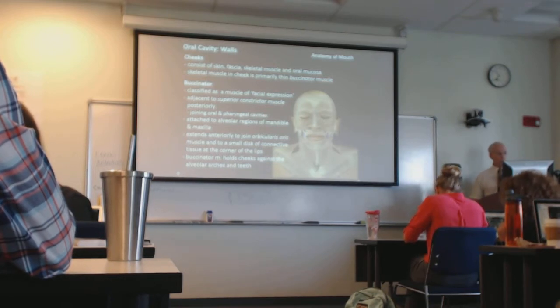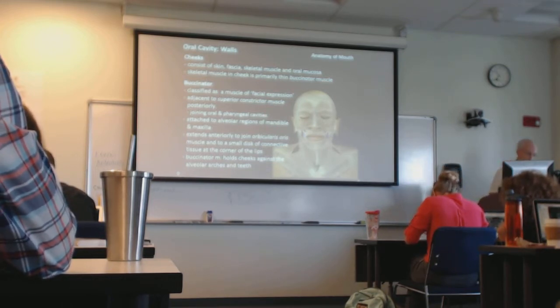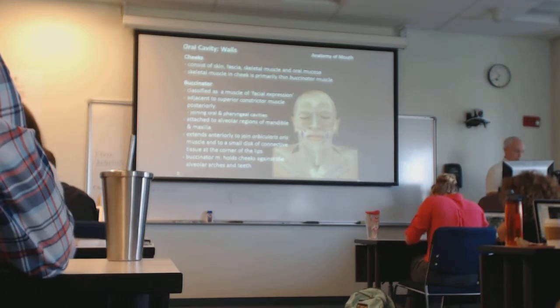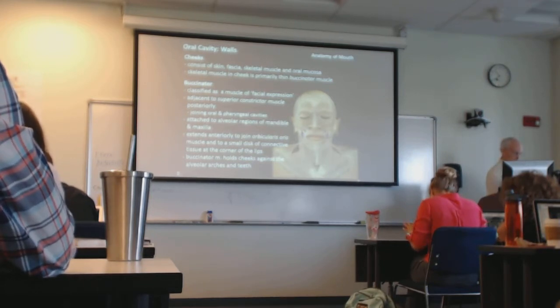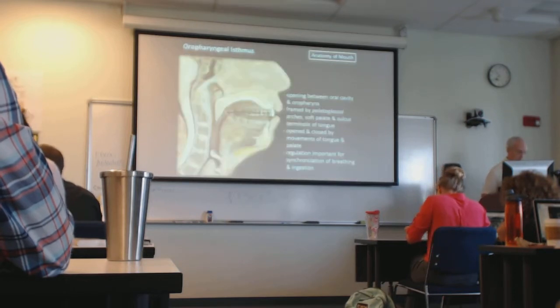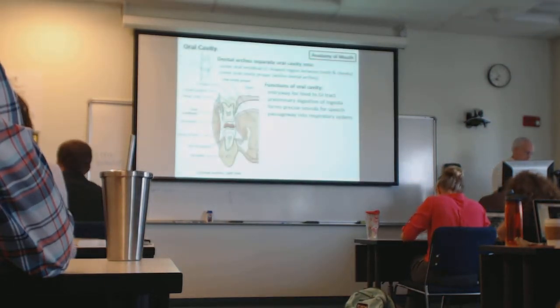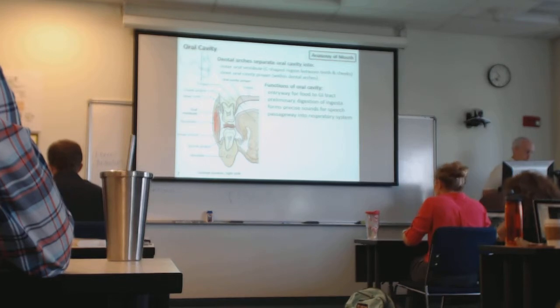So we're talking about the walls of the oral cavity here. And what we're looking at here is this muscle highlighted in purple there. So we can go back here. It's this muscle called the buccinator.